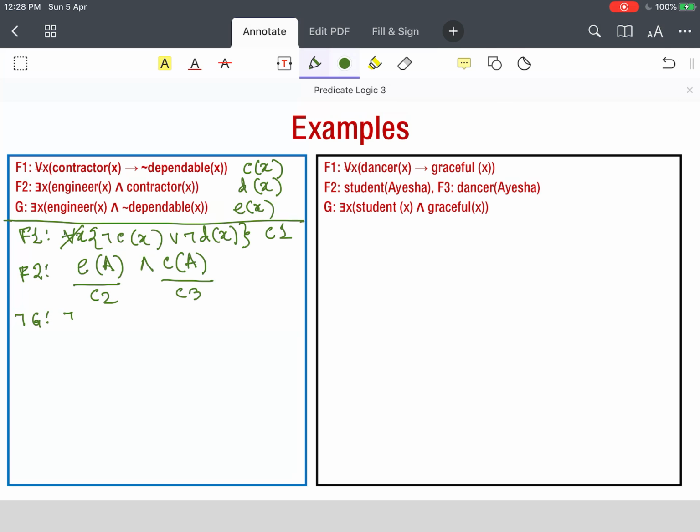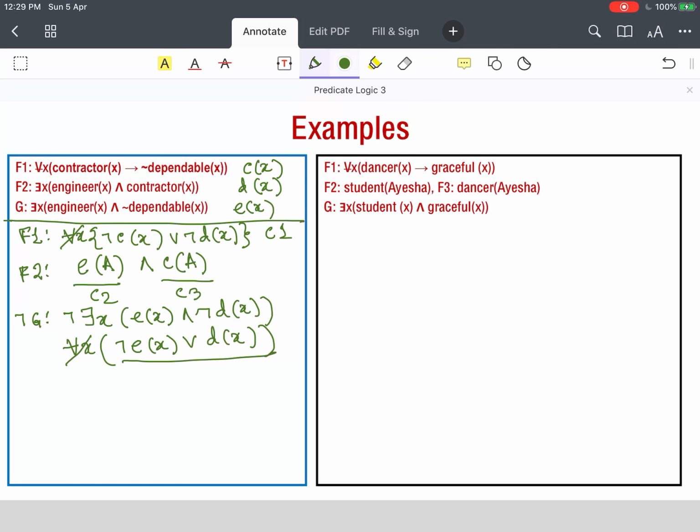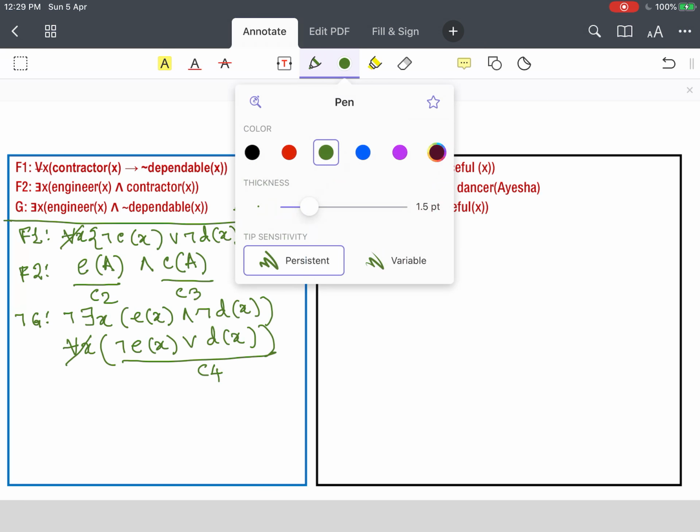From not of G, if we do not of G, then what do we get? We get not there exists x, engineer x, and not dependable x. If we take the negate inside as per our rule, we get for all x, not of ex or dx. And we remove the for all as per our rule, and we get this as C4.